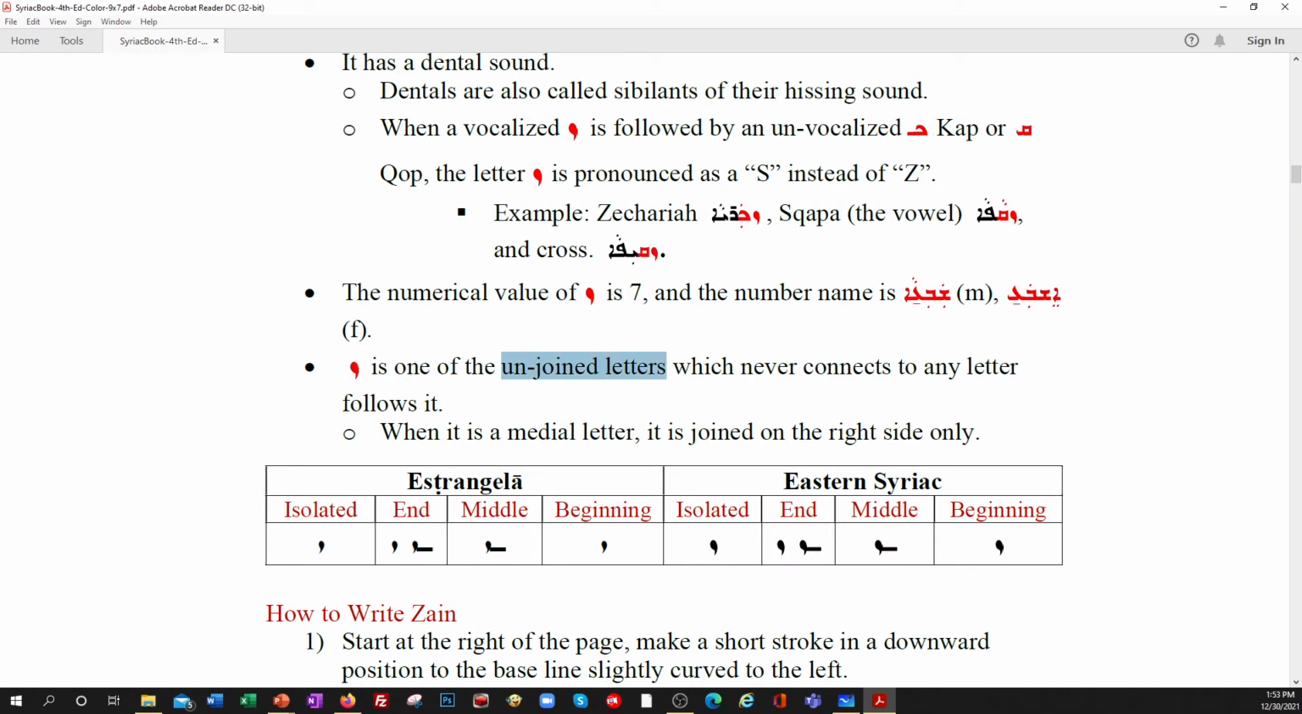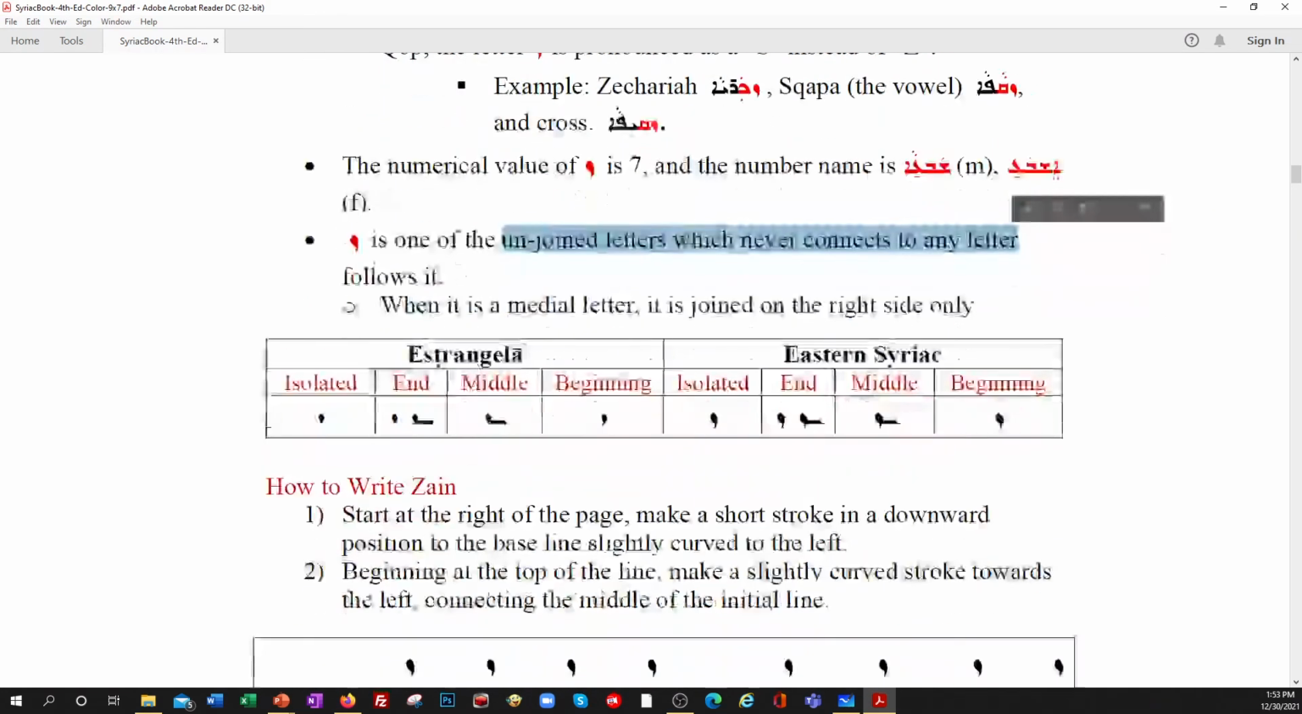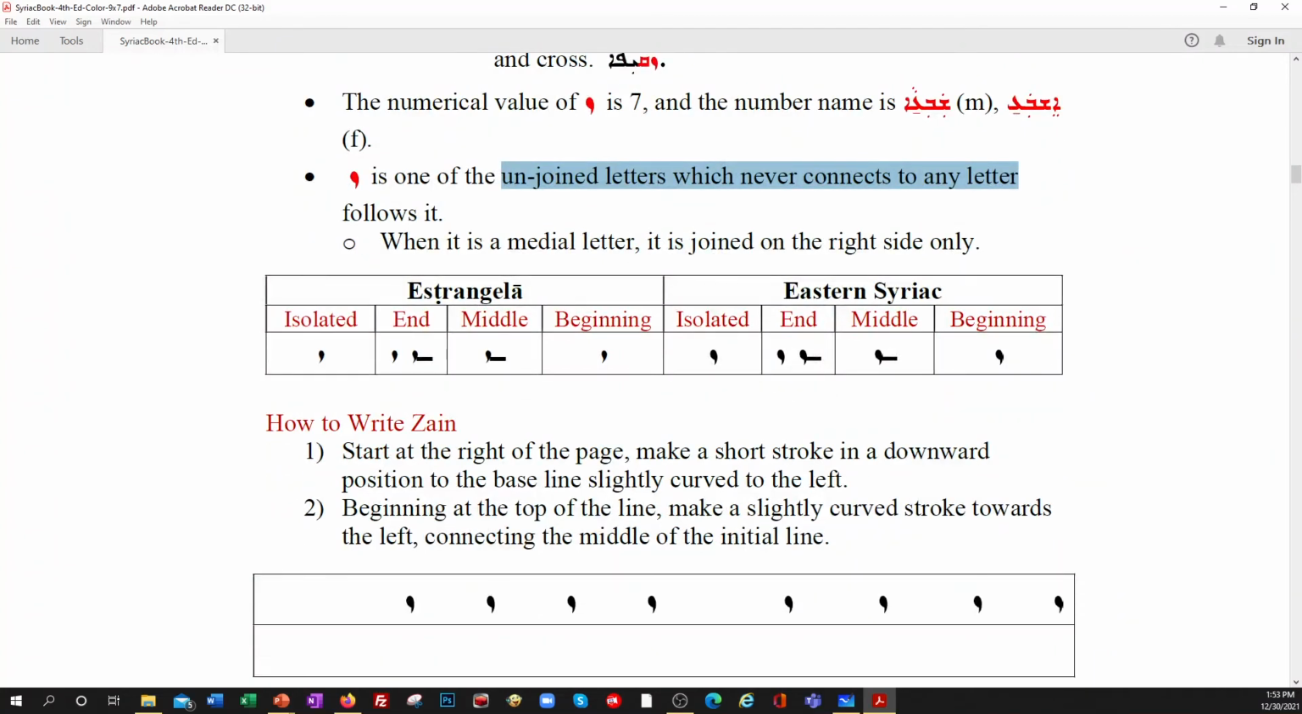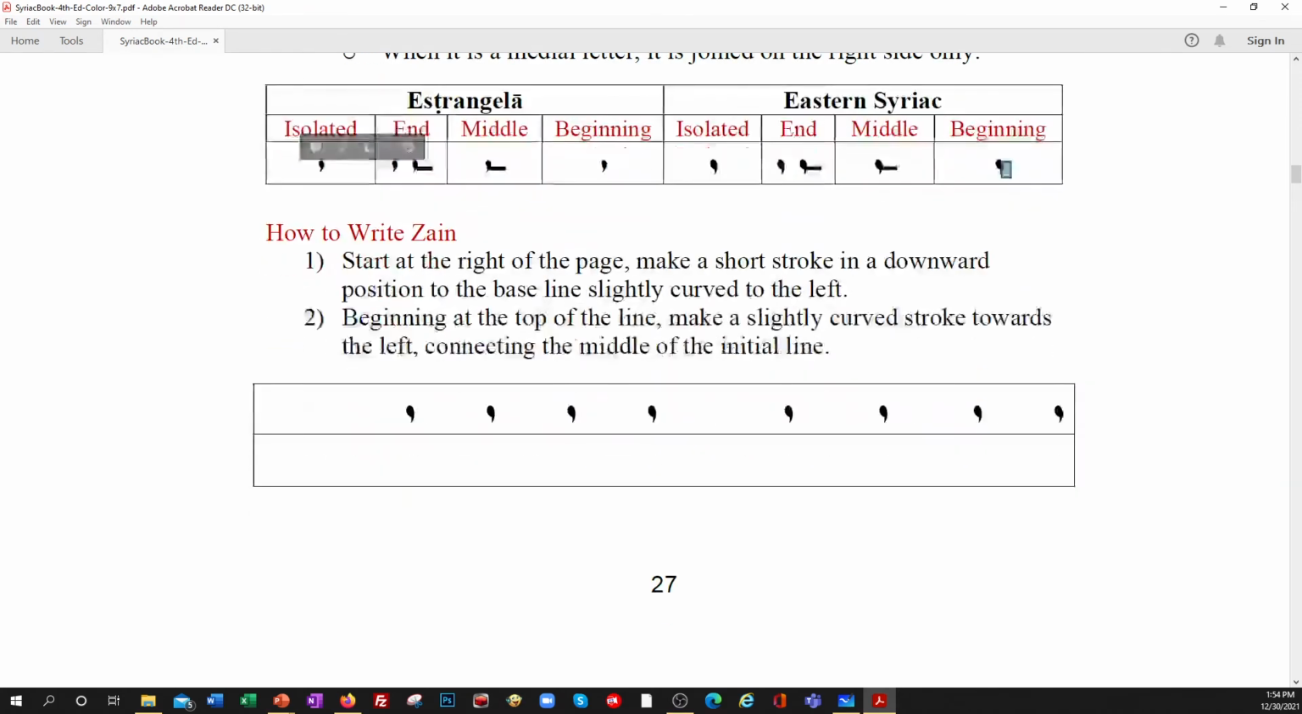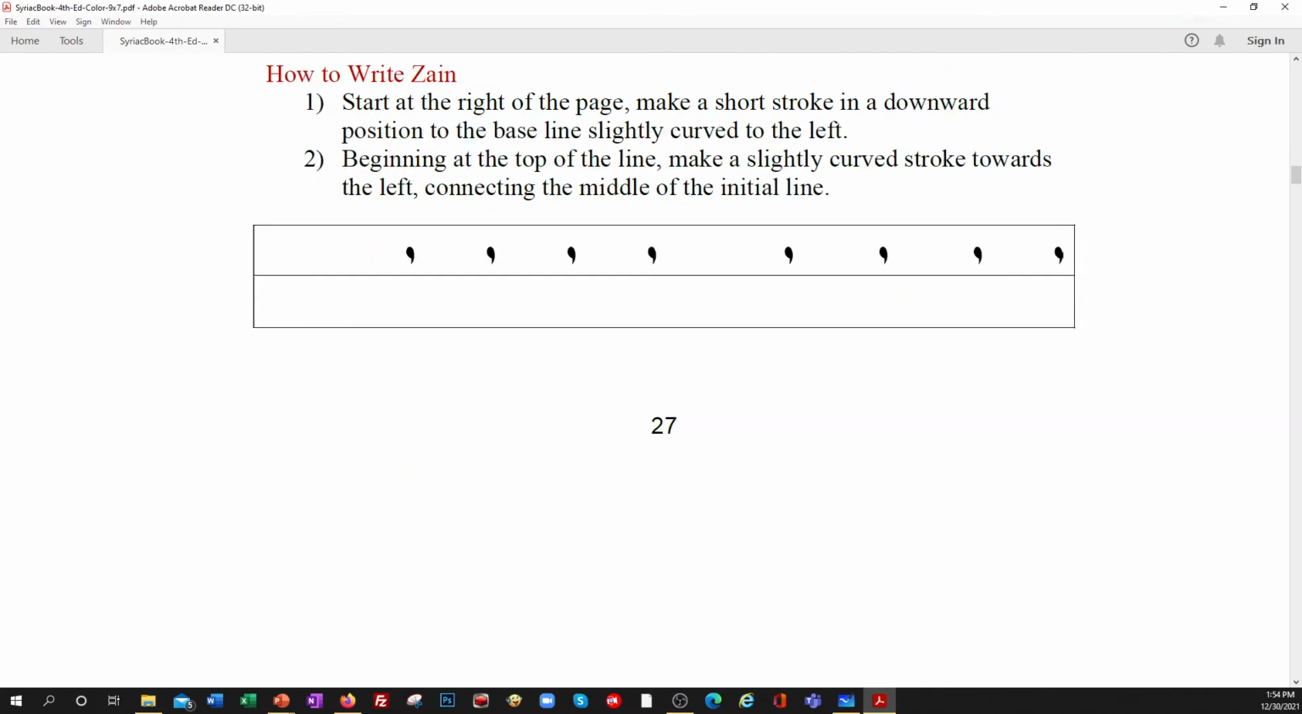Does not join from left, just like the other two in this group. And this is how it's going to look. Looks like a comma in English. Okay? And this is how it's going to join, or how it's going to show in the word. Try to write that one here.